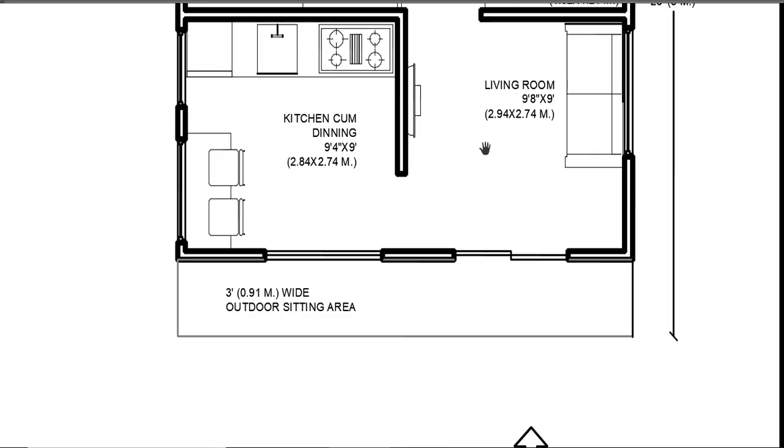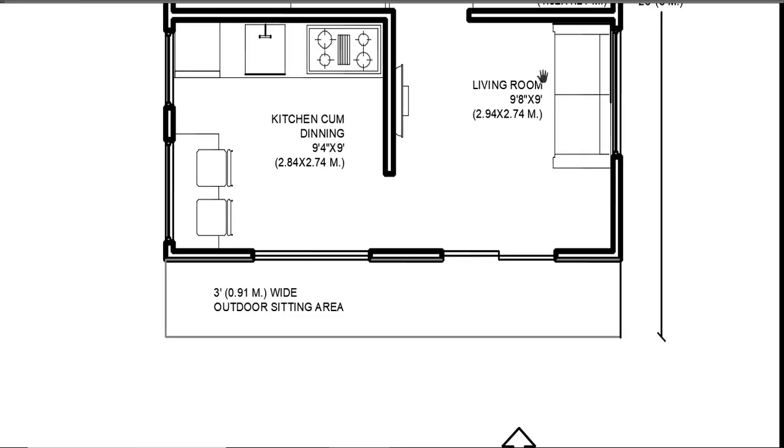And on the left side we have living area. You can see here the sofa arrangement, TV unit on the front wall and large size window for ventilation and light purpose of this area. After that we'll go inside.